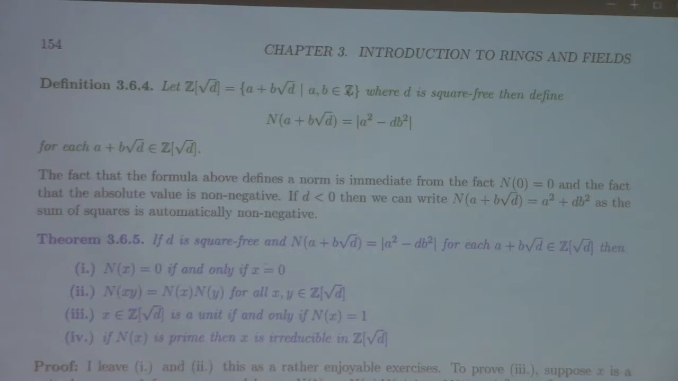That is wonderful. That means all we have to do is analyze the equation a squared minus d b squared equal to 1, plus or minus 1 really. If d is negative, we can drop the absolute value because minus d becomes a positive, so we have the sum of squares. But this gives us a specific prescription of how to find all the units in at least this kind of space, right?